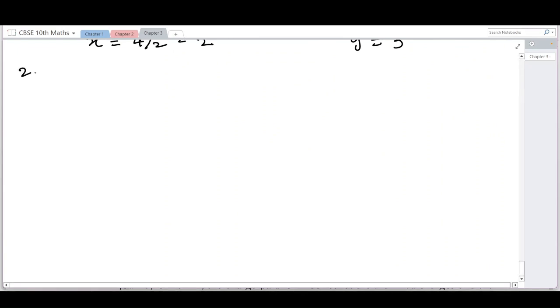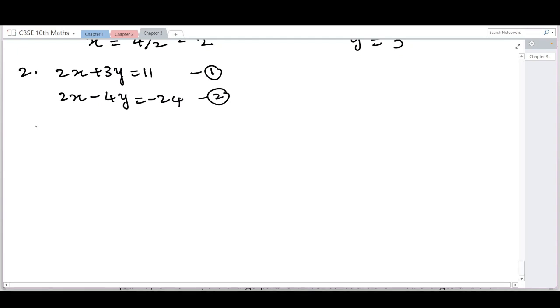So problem number 2, the two equations are 2x plus 3y equal to 11, and the second one is 2x minus 4y equal to minus 24. Right? So let me rewrite the first equation as x equal to 11 minus 3y whole divided by 2.